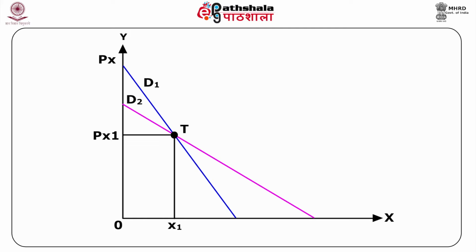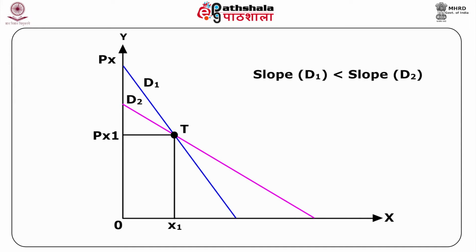According to the elasticity formula given above, for the demand curve D1, price elasticity is the slope of D1 multiplied by Px1 divided by x1, and for the demand curve D2, price elasticity is the slope of D2 multiplied by Px1 divided by x1.